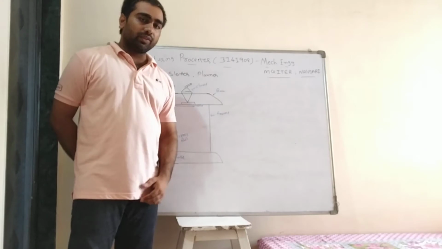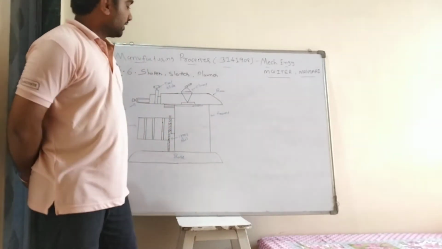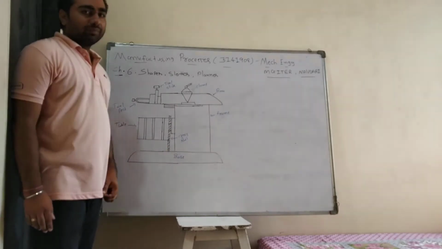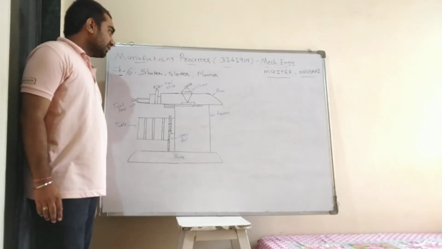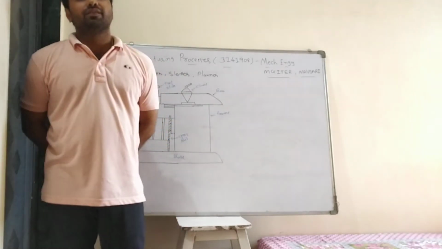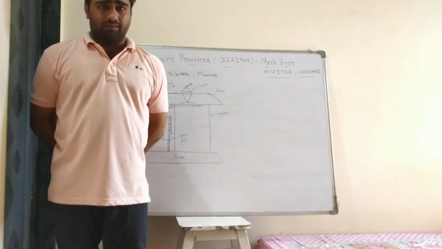Okay, today we discuss shaper, slotter and planer, chapter number 6 in the Manufacturing Process subject, whose code is 3141908. So in chapter number 6, shaper, slotter and planer. The figure shows the shaper machine. We know about the shaper machine, and what its working function is.